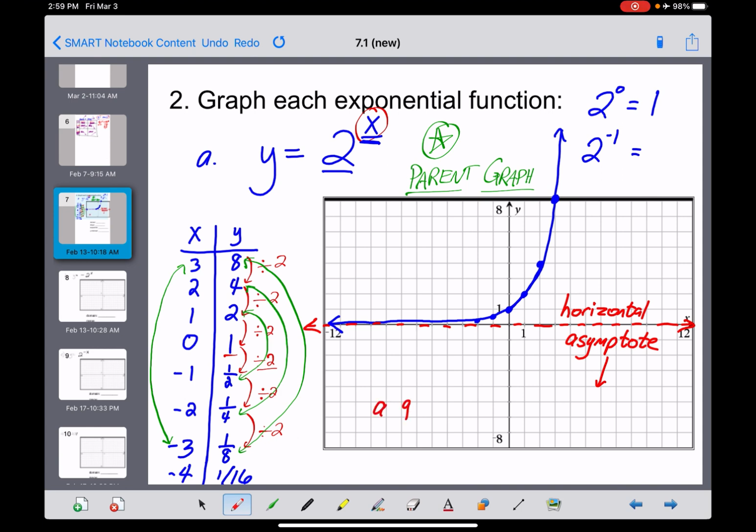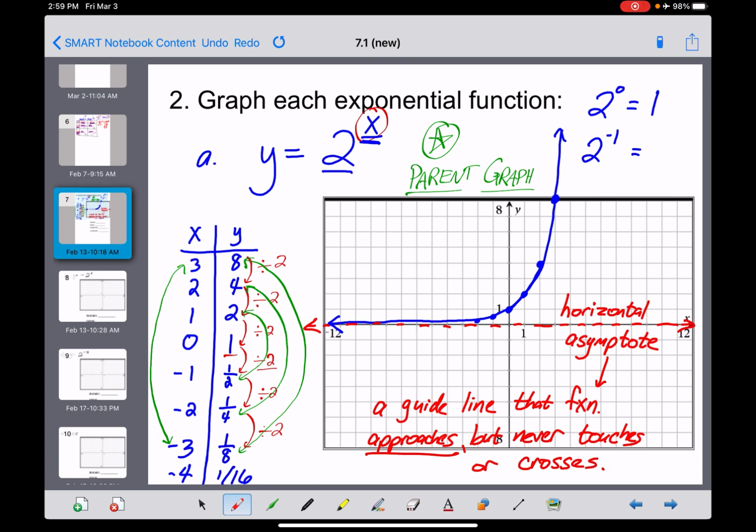A horizontal asymptote is what I like to call a guideline. It's not actually part of the graph, but it is something that we like to draw to show us how to draw it. It's a guideline that your function, and I'll just use fxn for function right here, approaches. Okay, and that's the important word here. Approaches, but never touches. I should say never reaches, but let me go with that. Never touches or crosses.